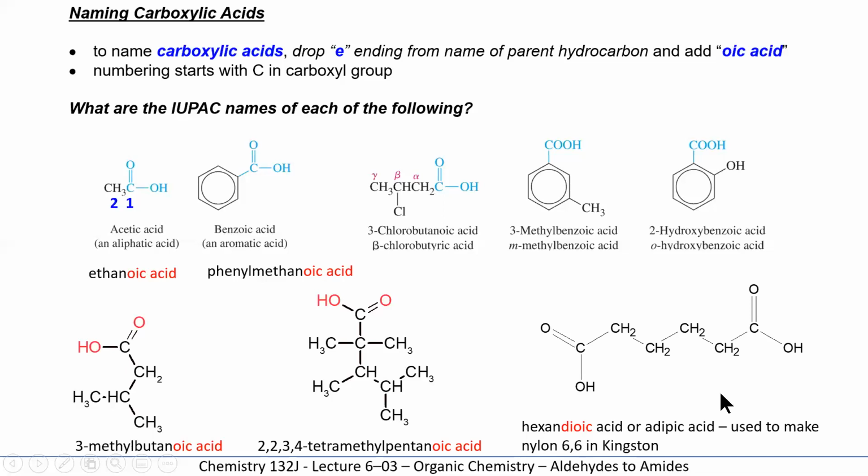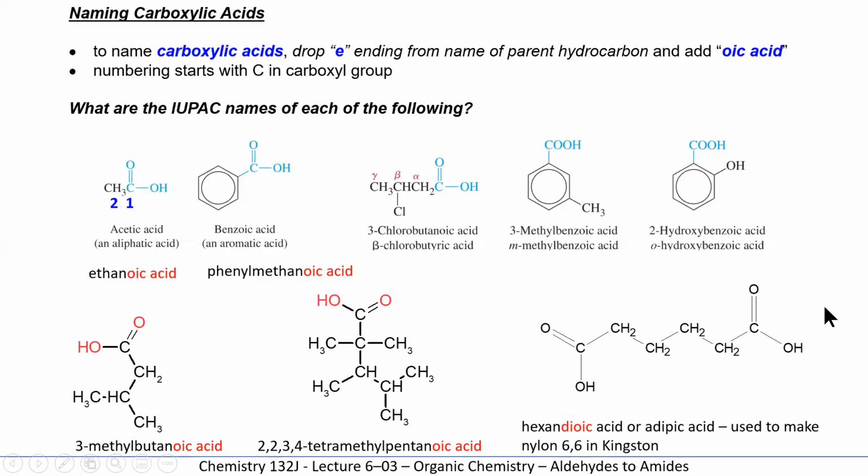And this is used to make a very common nylon. All the airbags in cars are made from nylon 6,6, and the 6,6 in the name comes from a 6-carbon carboxylic acid, a dicarboxylic acid, and the other compound they use to make the nylon 6,6 is a 6-carbon diamine. So if you put an amine group at each end, you get 1,6-diaminohexane. That is the second substance that they use to make nylon 6,6.